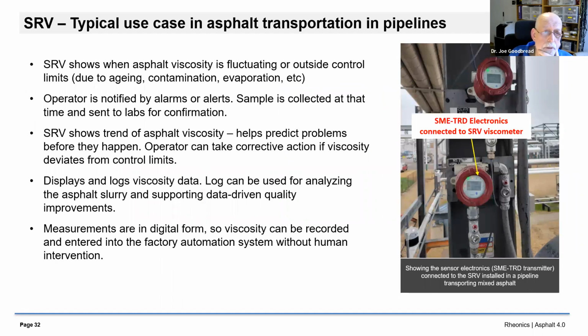So here's a typical use case in asphalt transportation and pipelines. You can detect when the viscosity is fluctuating outside of control limits, whether it's due to aging or contamination of the material. And it can notify the operator of out of range values by means of alarms, which can prompt the operator to pull samples for laboratory confirmation of material changes. But the main point is that it shows trends. So it allows the operator to both predict and correct problems before the material becomes unusable.